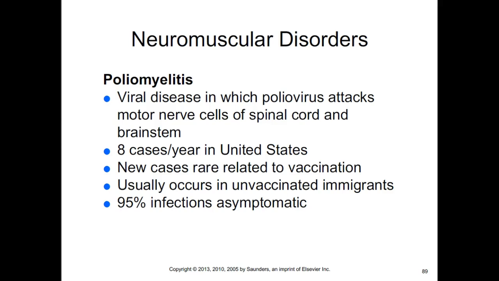Poliomyelitis is one of our first neuromuscular disorders that we're going to discuss, right? Polio is a viral disease, right? Where you're going to have attack of the motor cells of the spinal cord and brainstem. Very few cases per year in the United States, and the new cases are rare but are related to vaccination. Okay, so it usually occurs in unvaccinated immigrants, and about 95% of infections are asymptomatic.